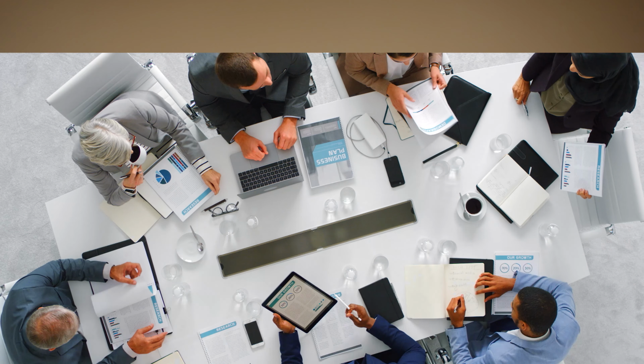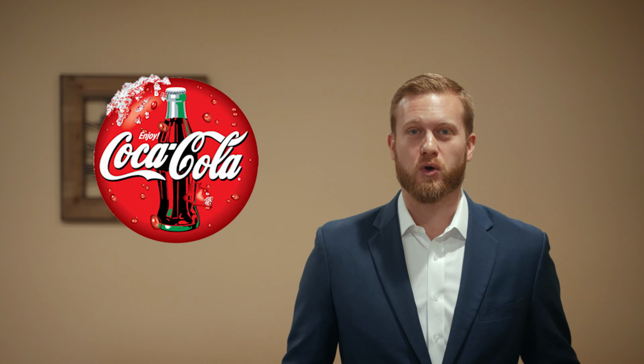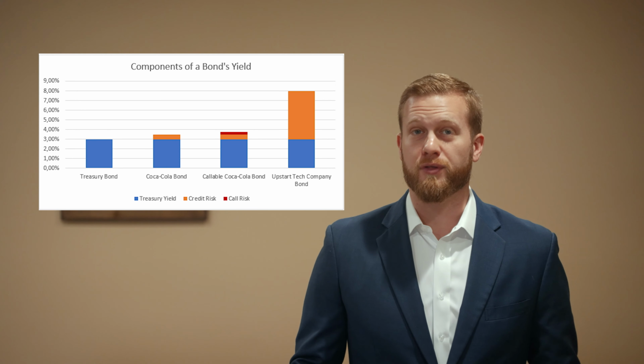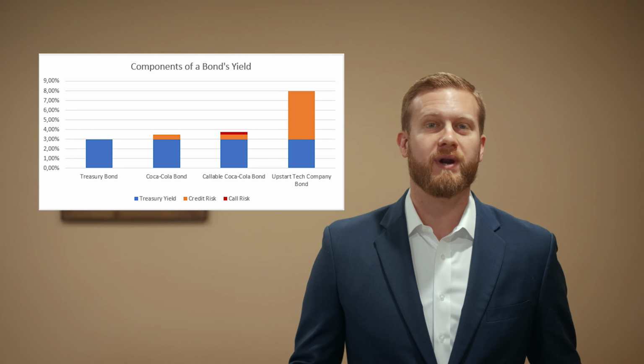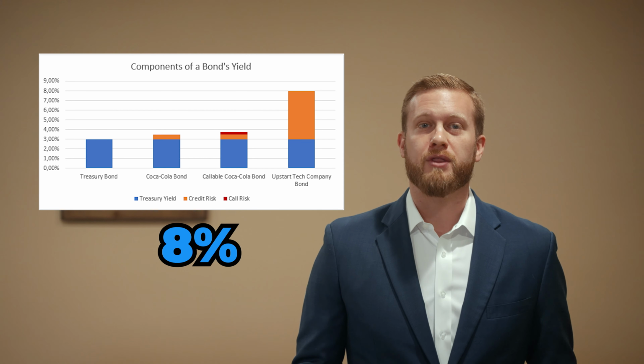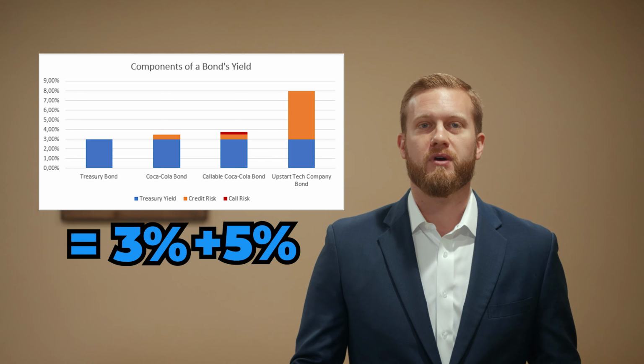Imagine it's not a Coca-Cola bond, but instead it's a bond of an upstart tech company. Will that upstart tech company still be around in 10 years to pay you back? Maybe, but it's definitely not as likely as Coca-Cola. So the credit risk premium the tech company would have to pay would be higher. Maybe instead of the extra 0.5% Coca-Cola had to pay for their credit risk, the upstart tech company would have to pay an additional 5%. This gives the bond a yield of 8%. The 3% Treasury bond yield plus the 5% spread or premium for the credit risk.